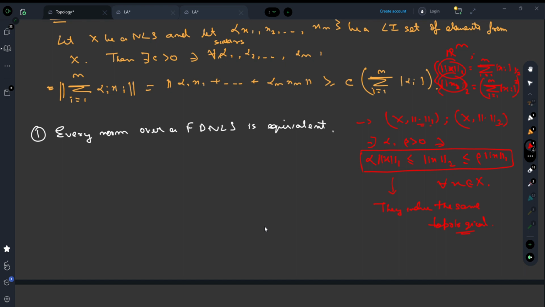And the Cauchiness of a sequence in a finite-dimensional linear space is exactly the same as convergence, where we just replace the modulus with the norm. A sequence is said to be Cauchy if norm of xn minus xm tends to 0.